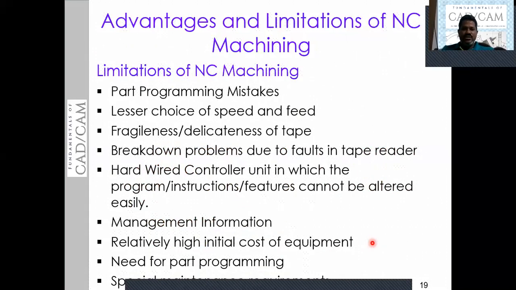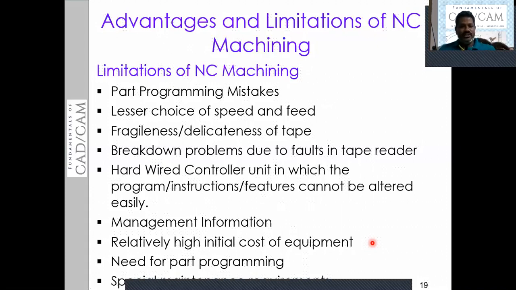Let me move on to the limitations of NC machining. There are some limitations along with the advantages. The limitation is that part programming can have mistakes. If the program has some mistakes, that will reflect on the manufacturing. That will reflect on the accuracy of the workpiece.